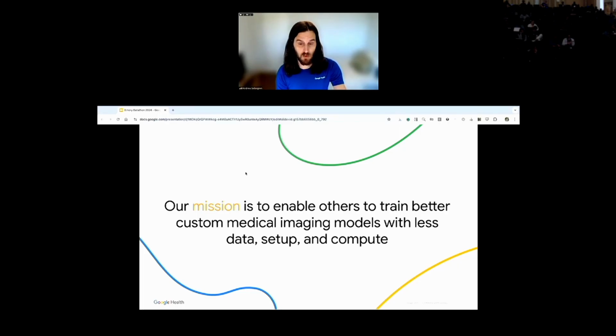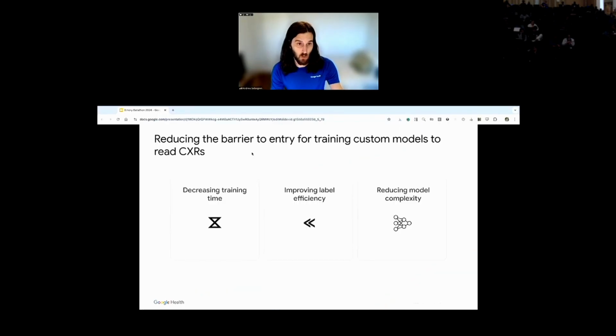So how do we accomplish this mission? We are talking here about vector embeddings, which will help on 3 axes. In order to reduce the barrier to entry for training these custom models, we want to do 3 things. We want to decrease the training time, improve the label efficiency, and reduce the model complexity. The training time, as I mentioned, for our large models takes weeks, right? And that's if you got all the hyperparameters right. But for training a model on vector embeddings, you're talking about 5-10 minutes, maybe. Probably less than that. Some of them we can do in the browser, right?